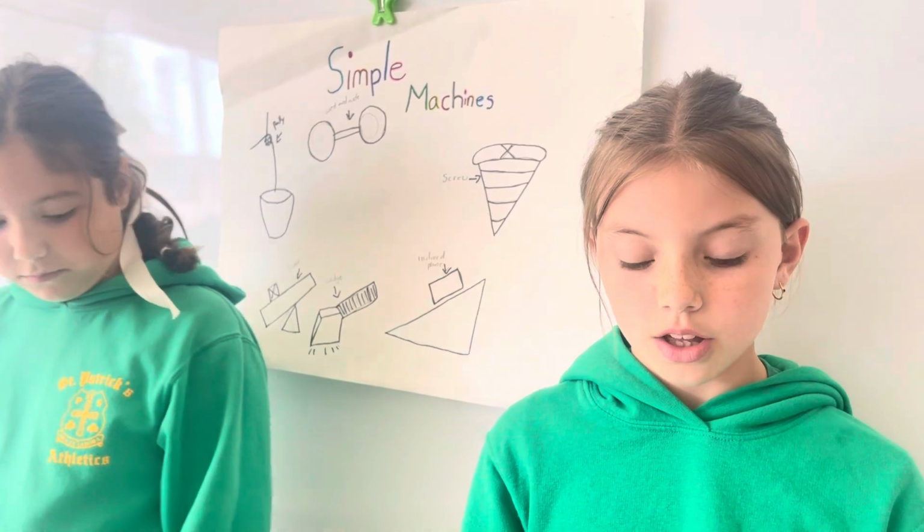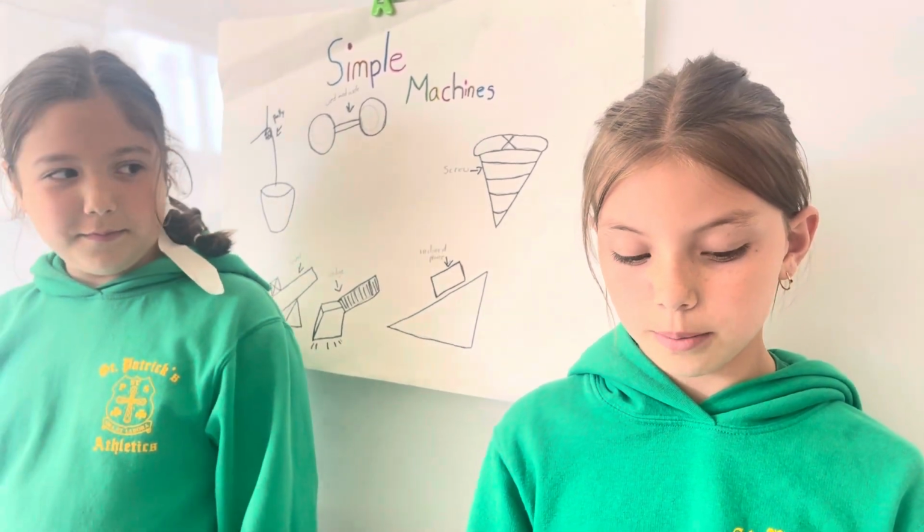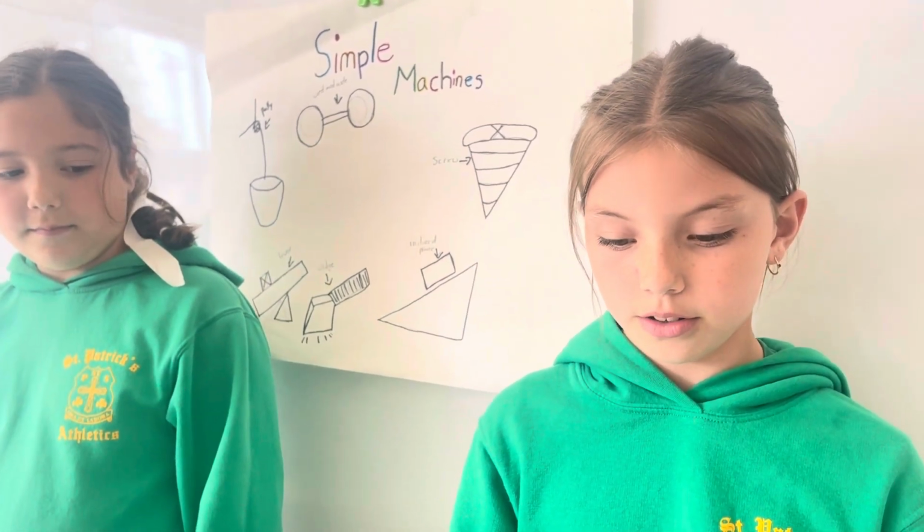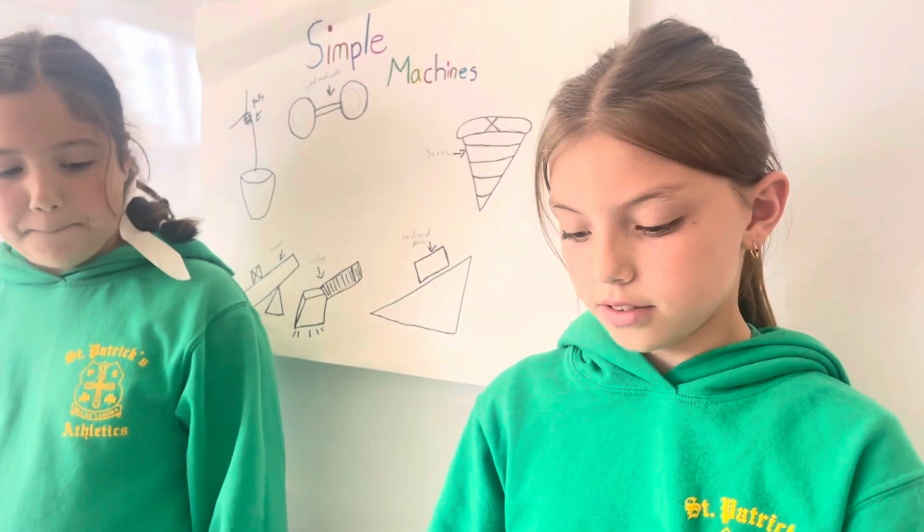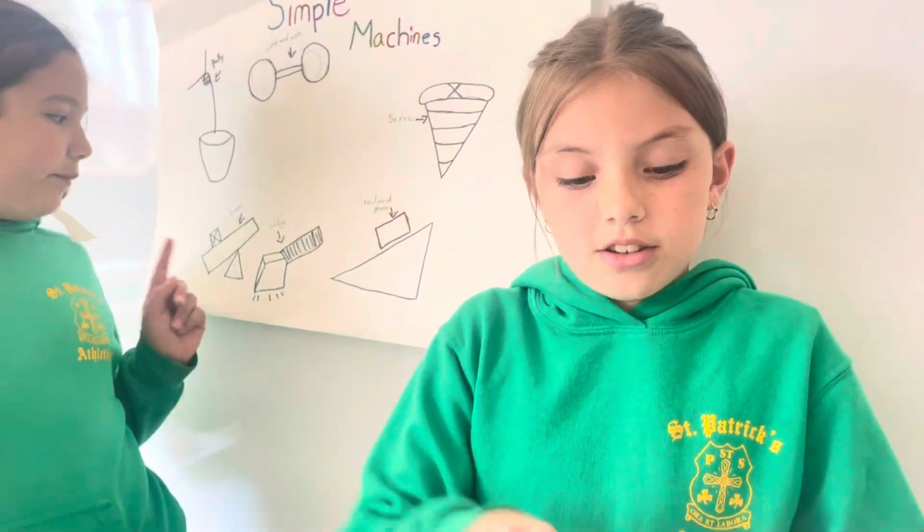Three examples of a lever are wheelbarrow, nail clipper, and bottle openers. And some examples of a lever are scissors and seesaw.